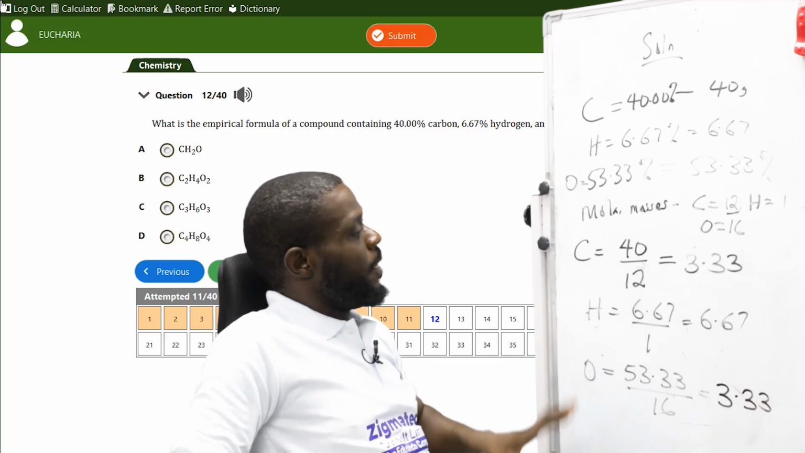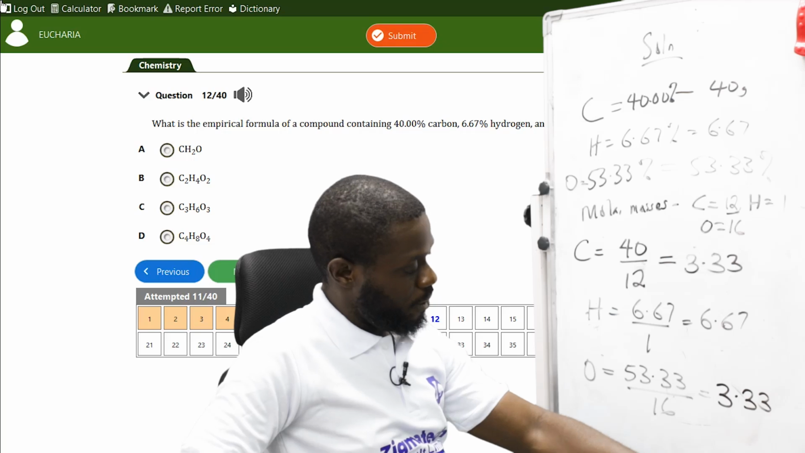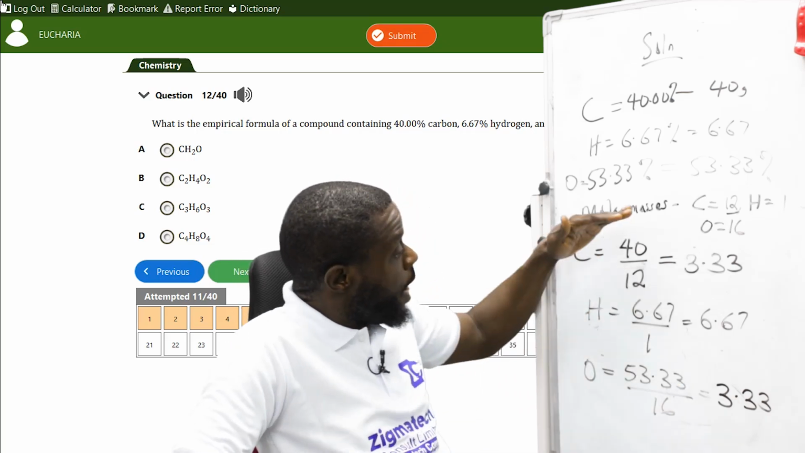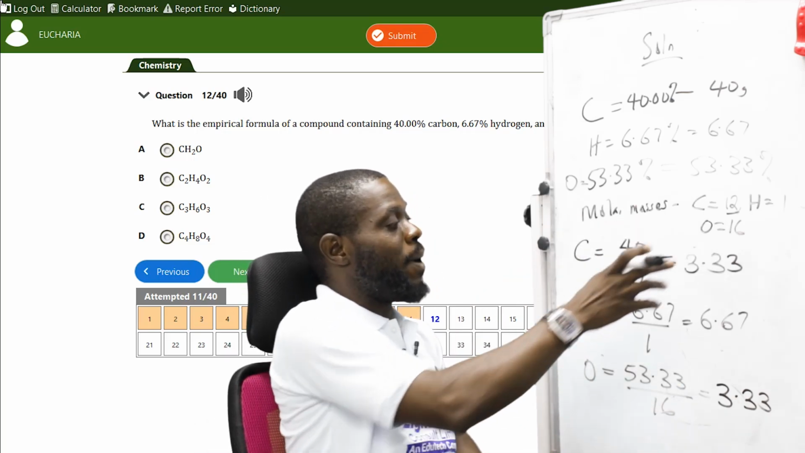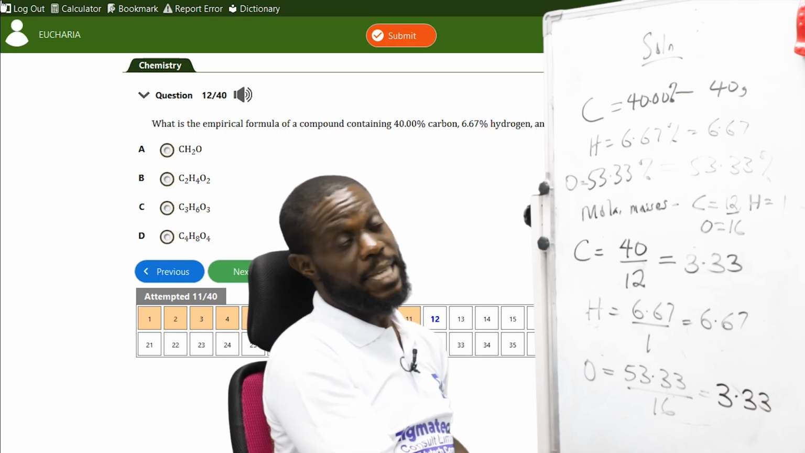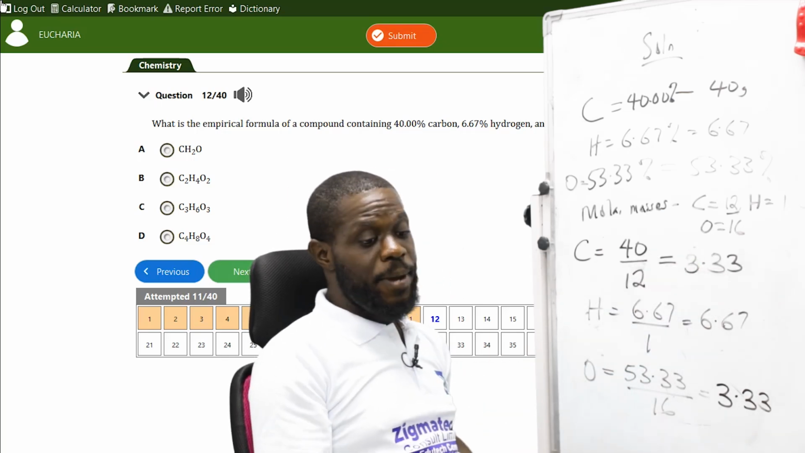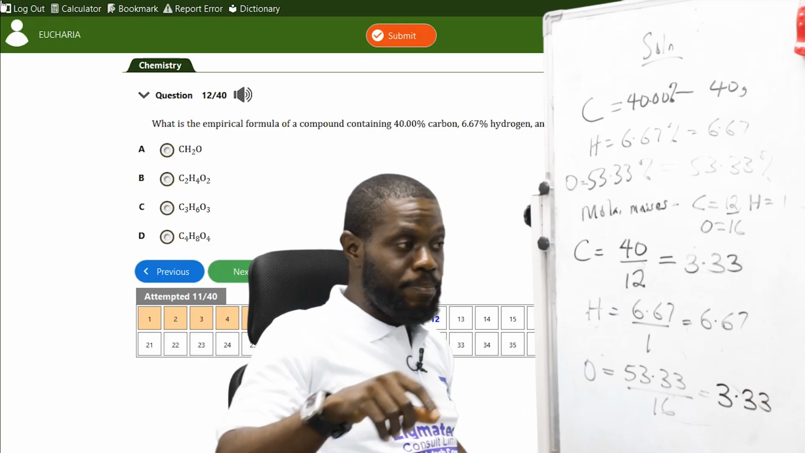Now the rule says, pick the smallest answer and divide all again by it. Now the smallest answer here, we have two answers that are the same, so we pick one. Pick the smallest answer and divide by it again.